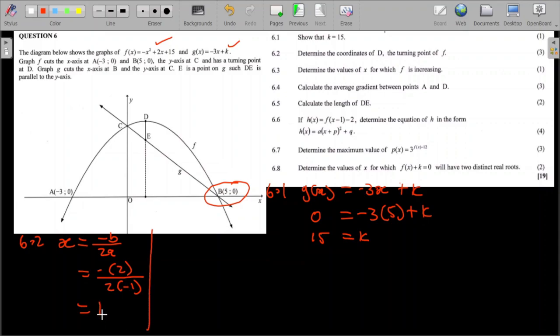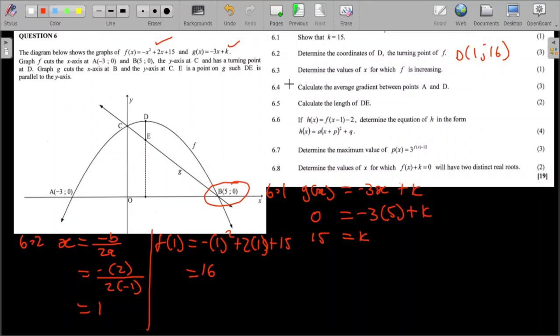After getting the x of the turning point, we substitute it back into this equation: f(1) = -(1)² + 2(1) + 15, and the answer here is 16. Now the coordinate of D is (1; 16). That's the coordinate that they want. We have to write it as a coordinate after finding the x and the y of the turning point, because there is a mark for writing it as a coordinate.